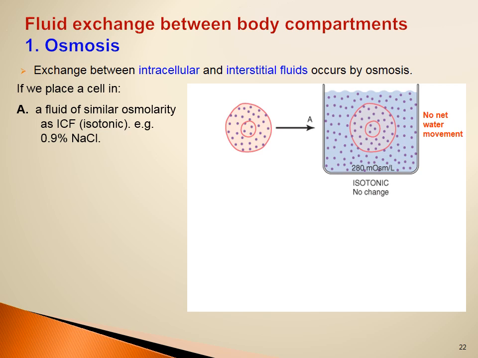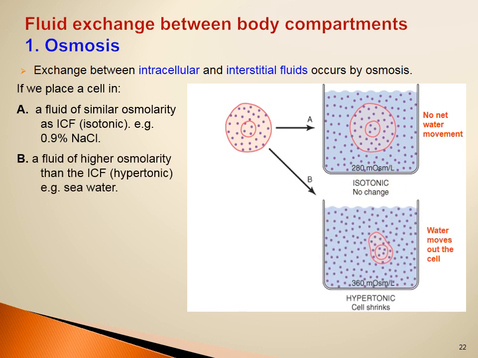If we place a cell inside 0.9% sodium chloride, the osmolarity of intracellular fluid is similar to the osmolarity of the normal saline, so there is no osmotic pressure gradient and there is no net movement of water, and this will cause no change in the shape of the cell.